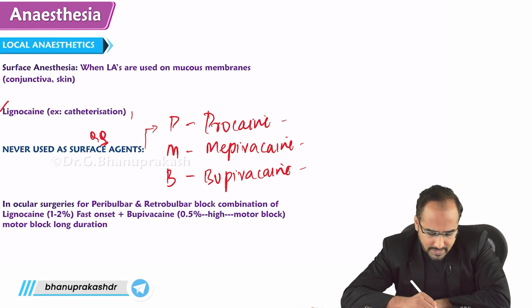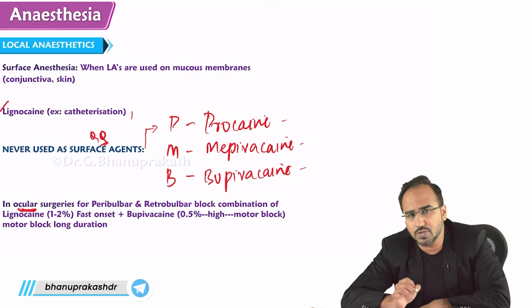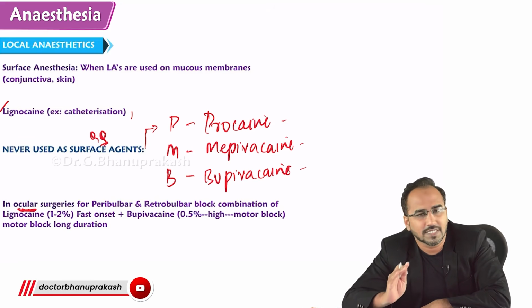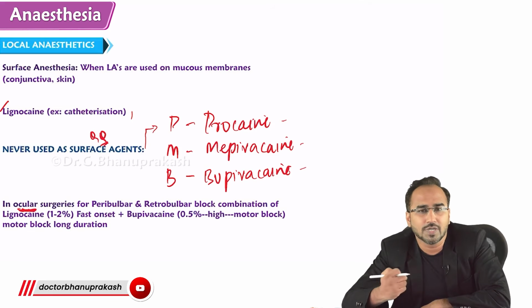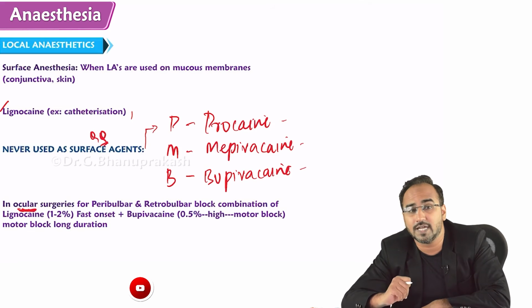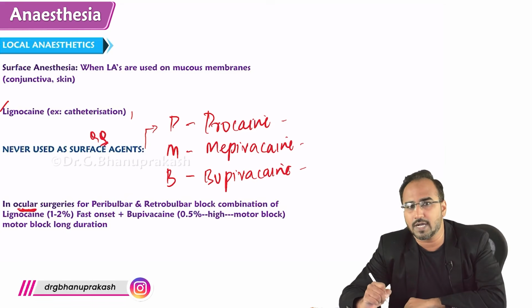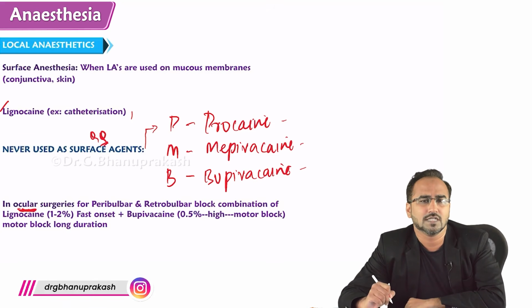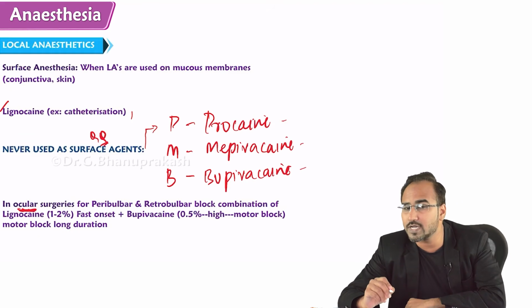Then there is ocular anesthesia. First of all, you need to know for what surgeries of the eye you have to give anesthesia. Normally for cataract surgery, we give anesthesia to the eye. How will you give anesthesia to the eye in cataract surgery? You can do it with the help of three routes: one is the peribulbar route, other is the retrobulbar route, and the last is the topical route.